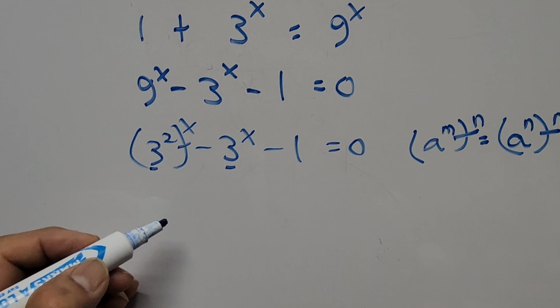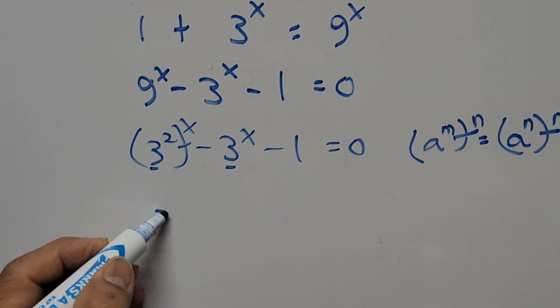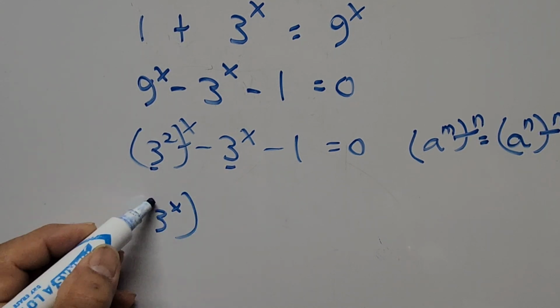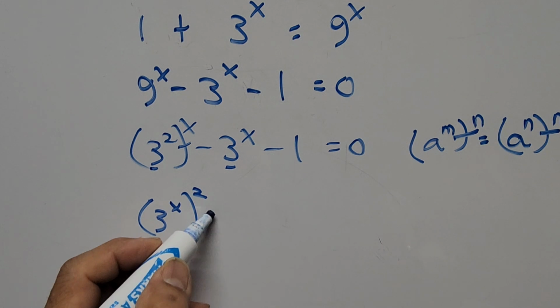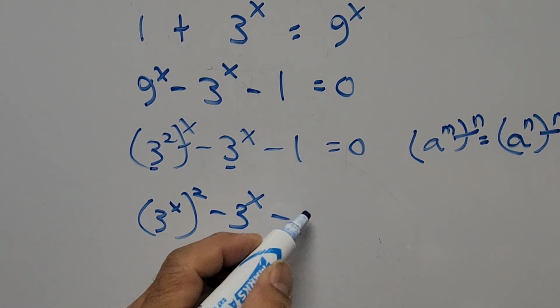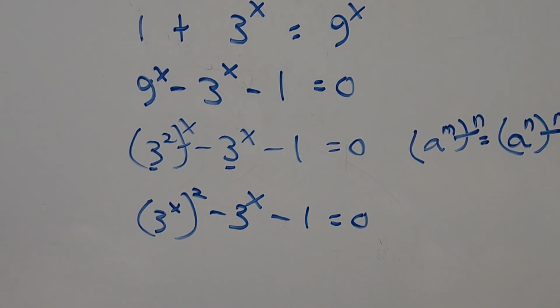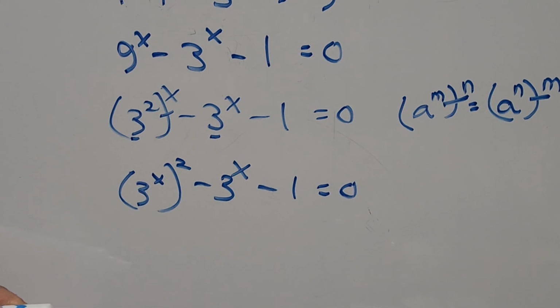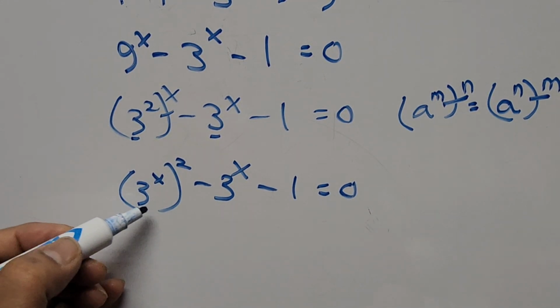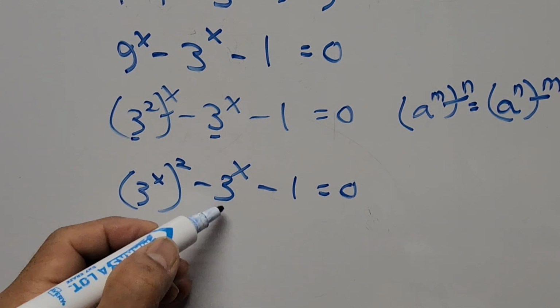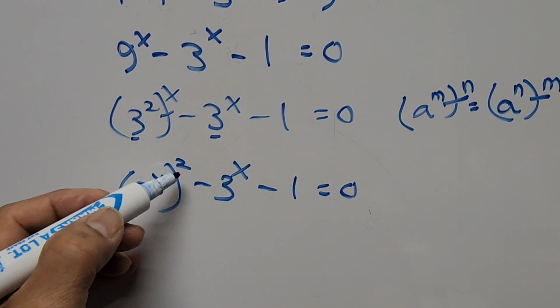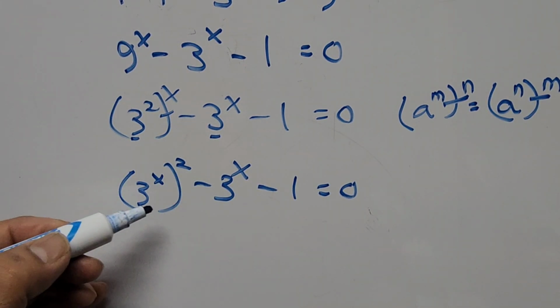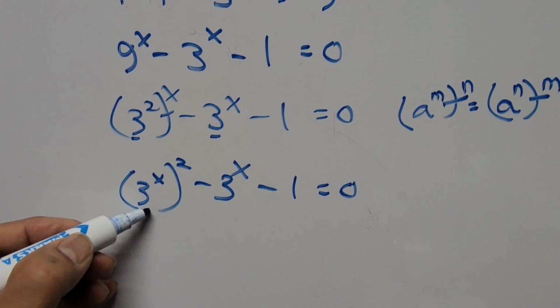Alright, so we have 3 to the power of x, squared, minus 3 to the power of x minus 1 equals 0. And so now we can clearly see the relationship of these two terms. We have the same base with exponent x right here, second term the same way. So this turns out to be a quadratic equation, right? So now we can solve for x.